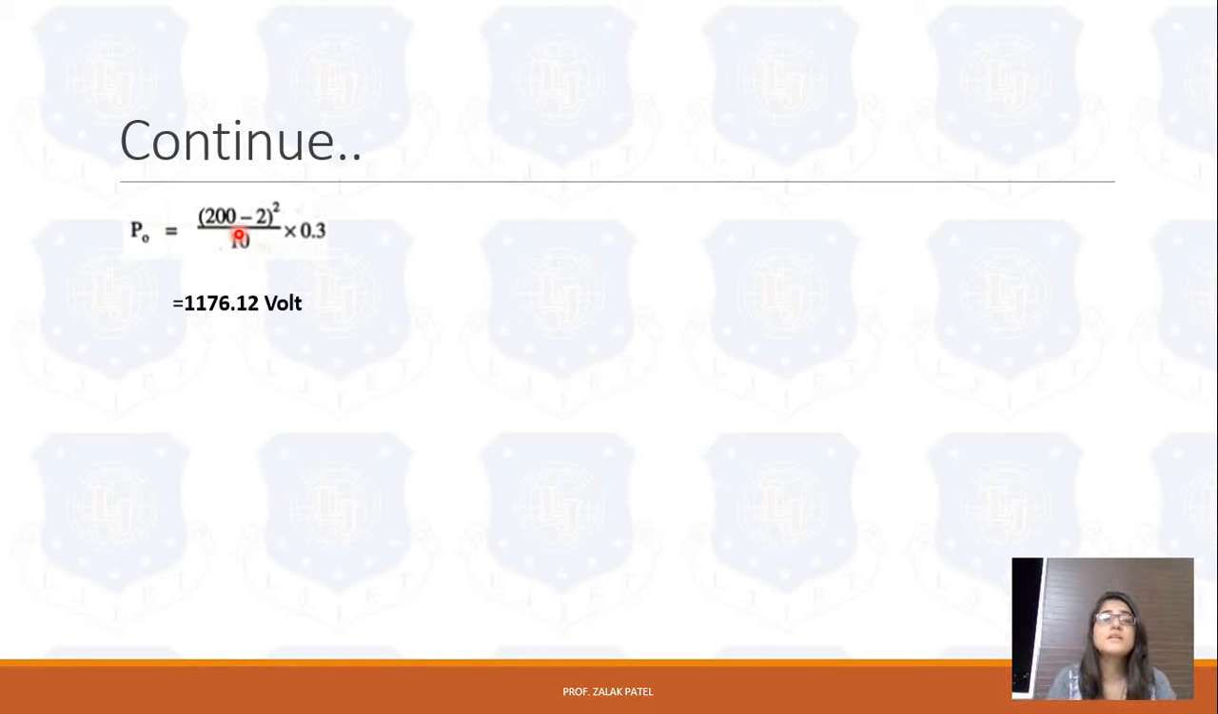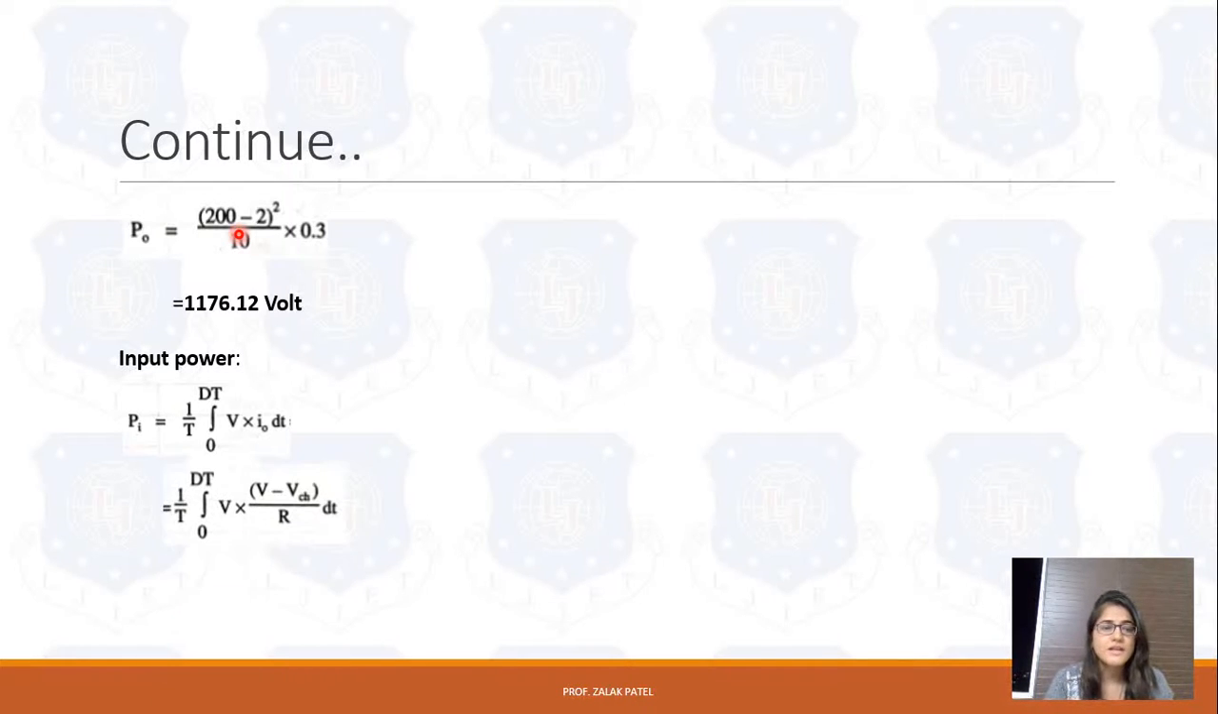Now let's calculate the input power. For input power, 1 upon T, at the input we consider V and I. So V into I0 into dt, again integrated from 0 to duty cycle time. If we integrate this term, it will be 1 upon T V. The output current I0 is V0 upon R, and V0 is V minus V chopper, so it is (V minus Vch) upon R dt.